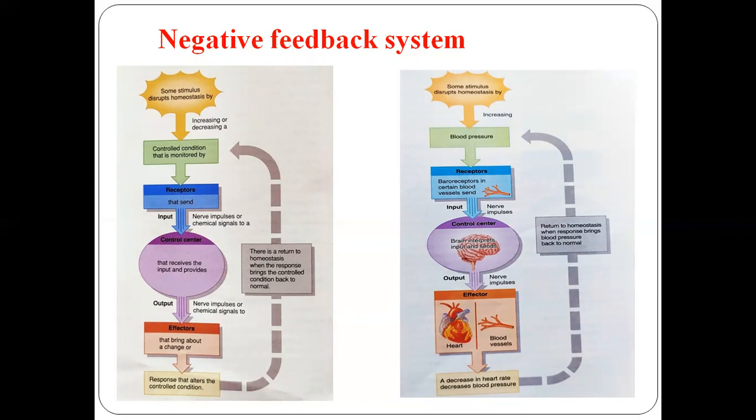Now, when the heart beats faster or harder, the blood pressure increases. If some internal or external stimulus causes blood pressure to rise, the following sequence of events will occur. First, the baroreceptors, the pressure sensitive nerve cells located in the walls of certain blood vessels, detect the high pressure.